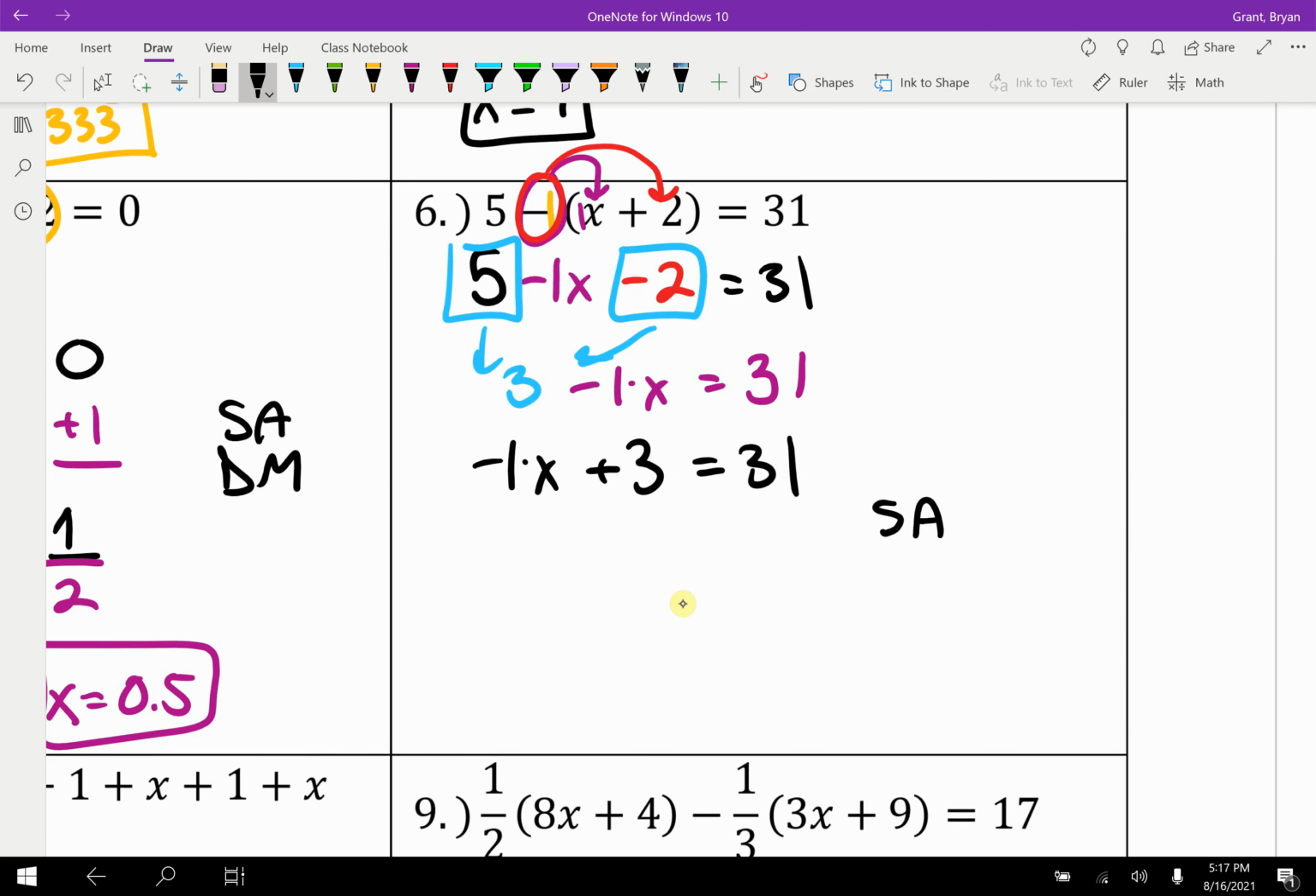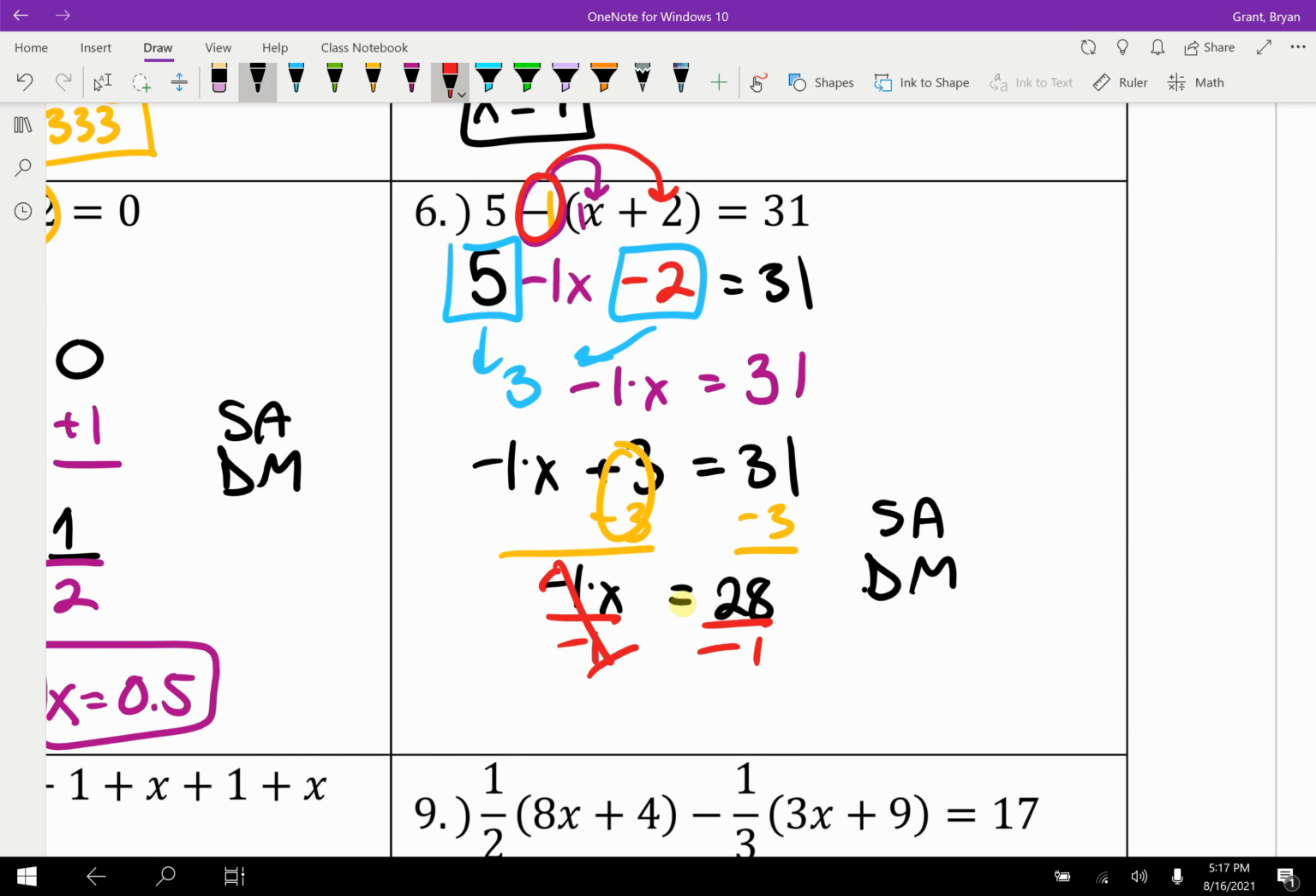Now, SADMAP. Undo addition and subtraction first. It looks to me like there are 2 numbers attached to x, negative 1 multiplying, 3 adding. So let's undo adding 3 by subtracting 3. This becomes negative 1 times x. 31 minus 3 is 30, 29, 28. Negative 1 is multiplying times x, so we should probably undo that with division. And that leaves me with x equals, well, anything divided by 1 is itself, but a positive divided by a negative, oh, that's right, that's a negative, isn't it? And so we end up here.